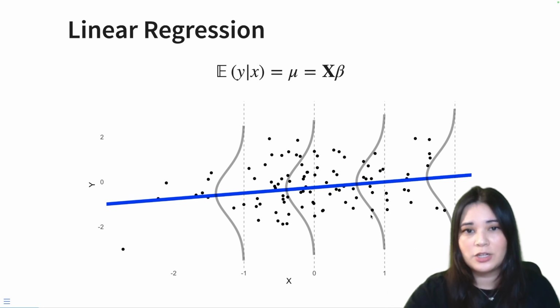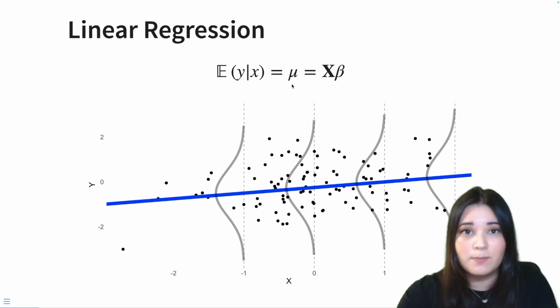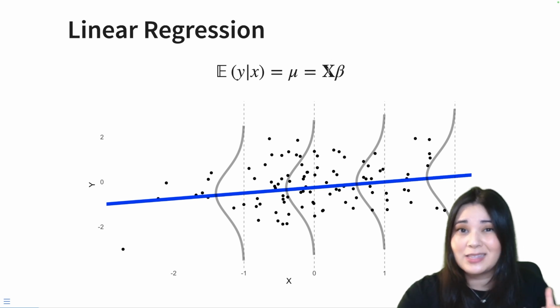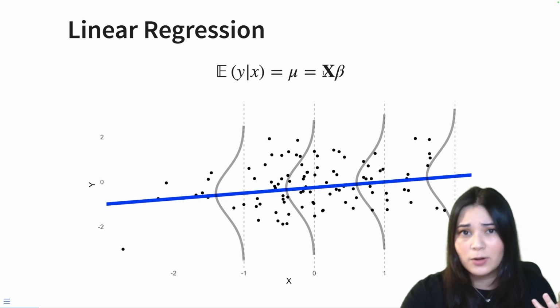You can see in this equation at the top that we've written out this expectation is going to be equal to mu, basically the mean of the values that we expect, and it's written as a linear combination of our design matrix X, which includes all of our predictors, some of which may have been transformed in the form of dummy variables, and we combine them using the coefficients stored in the vector beta.